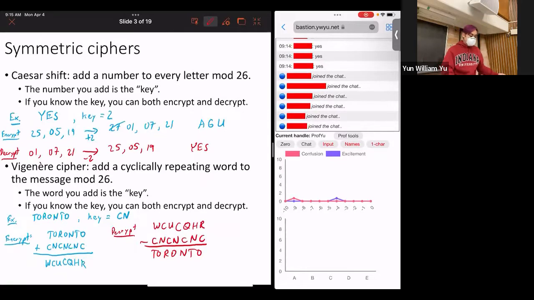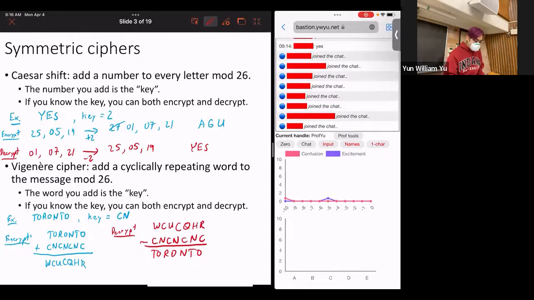But anyway, so the basic idea is you have symmetric ciphers. So you're adding a number to every letter mod 26. So in the Caesar shift, right? That's the activity we did on Wednesday. The number you add is the key, and if you know the key, you can both encrypt and decrypt.